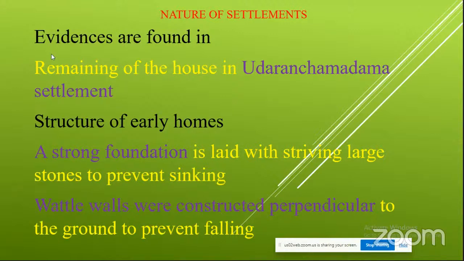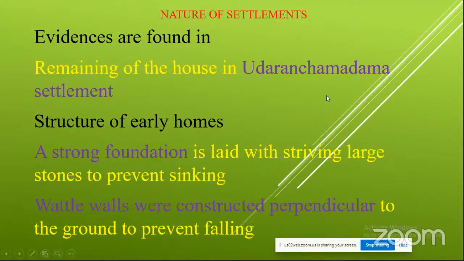So first, they erect a wooden frame on the foundation. In the wooden frame, they fix mud balls. Such walls are known as wattle walls. So what are wattle walls? Wattle walls are the walls made in a wooden frame. So erecting a wooden frame, fixing mud balls, that's a wattle wall.